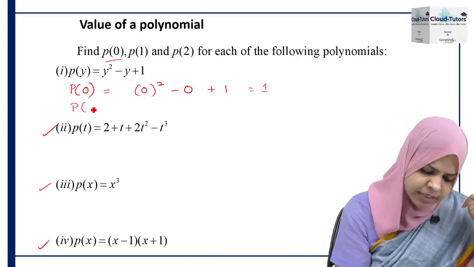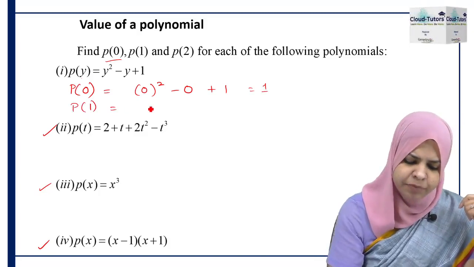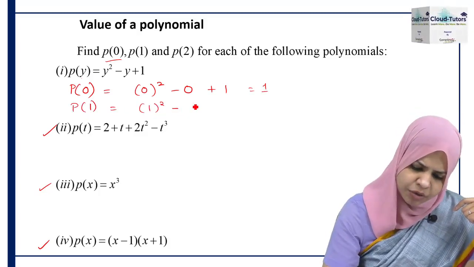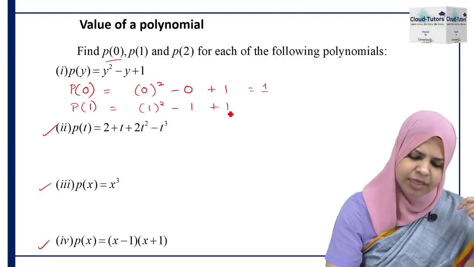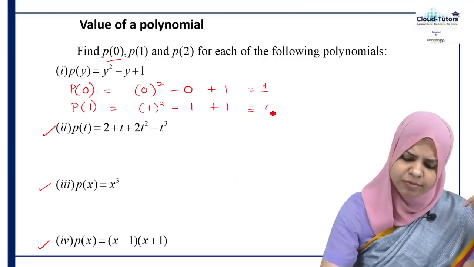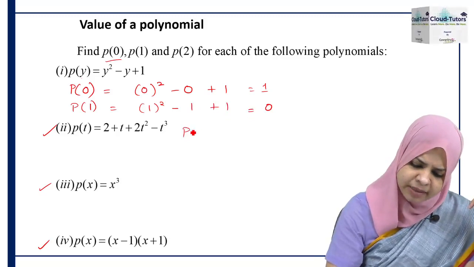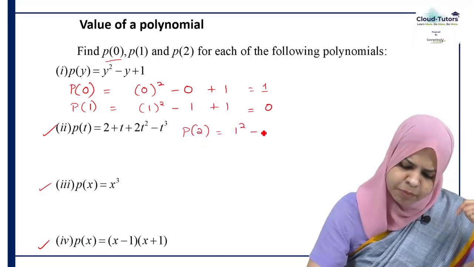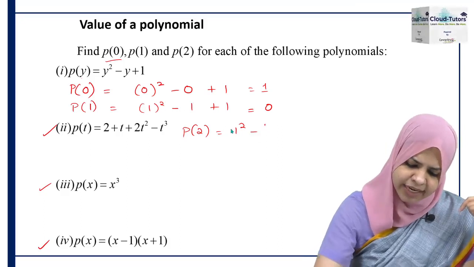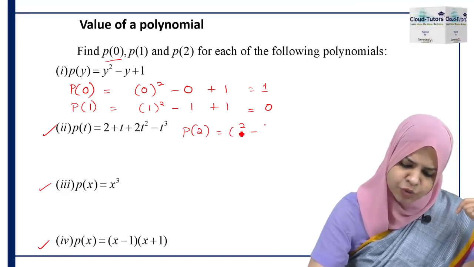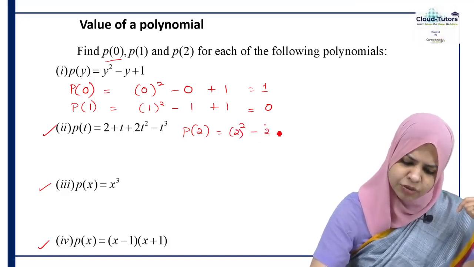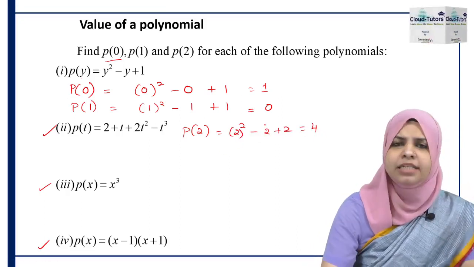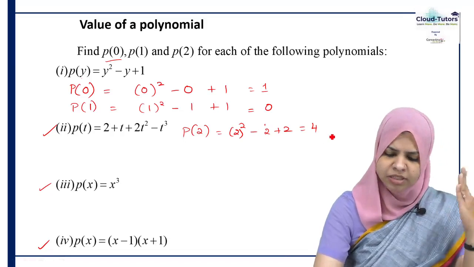On the same lines, what would be P of 1? 1 square minus 1 plus 1. What happened? This became 0. Now next, P of 2. That is 2 square minus 2 plus 2. 2 square is 4, minus 2 plus 2 becomes 0. So this is the answer.